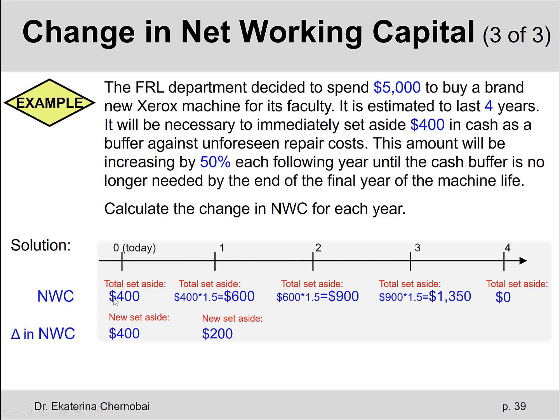From the first row, where we have the total cash reserve, we need to see how this cash reserve would change. And we see that it would increase from $600 to $900. That's a 50% increase that was given, which in dollars equals $300. Then the same way we calculate the change in net working capital for the third year.